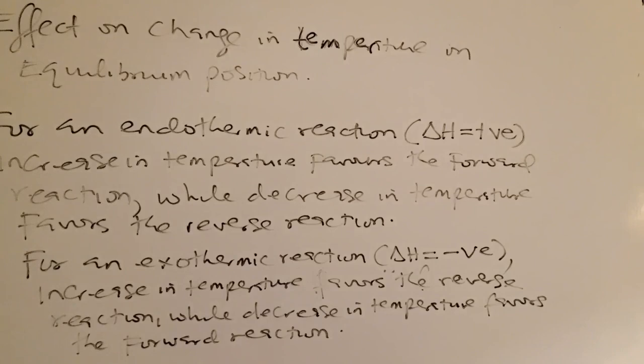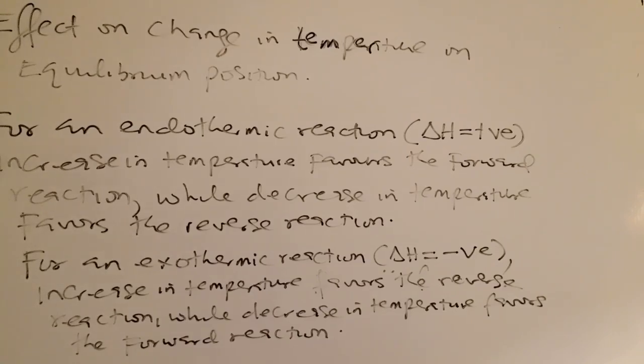So an exothermic reaction is giving out heat. It does not need more heat. So for you to make an exothermic reaction move forward, you have to decrease the temperature. For you to make it move backward or reverse, you now increase the temperature. So let's take one or two examples here.